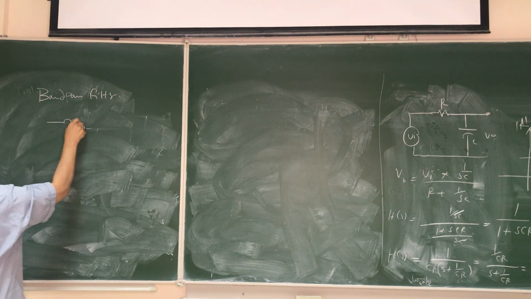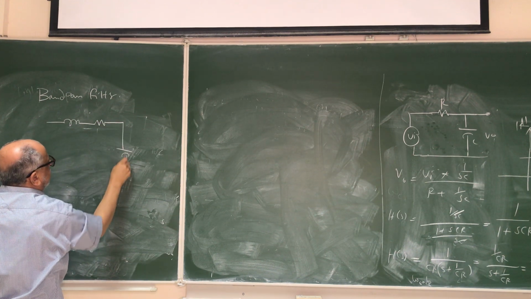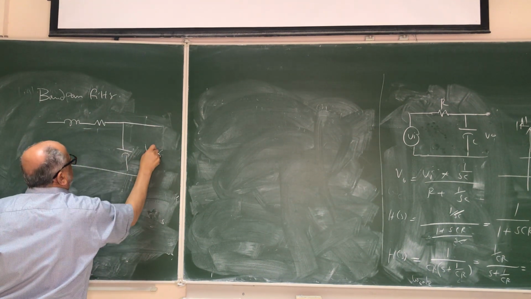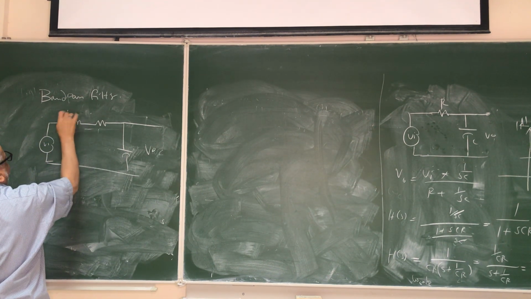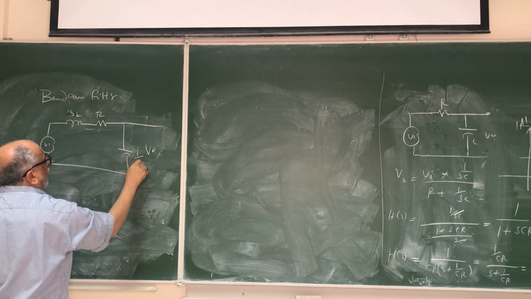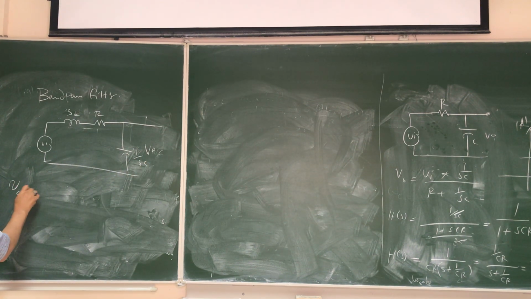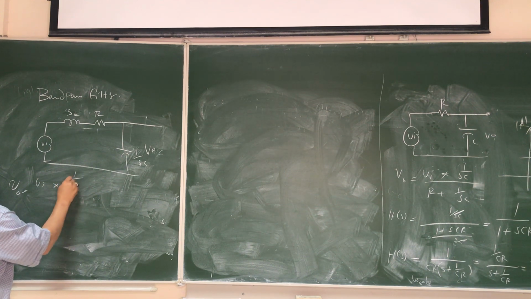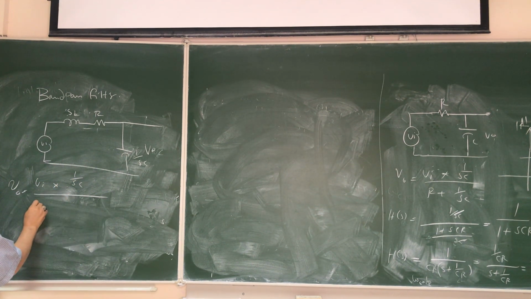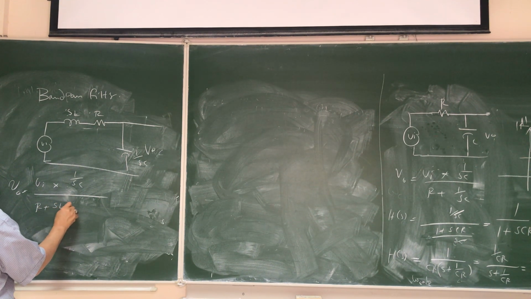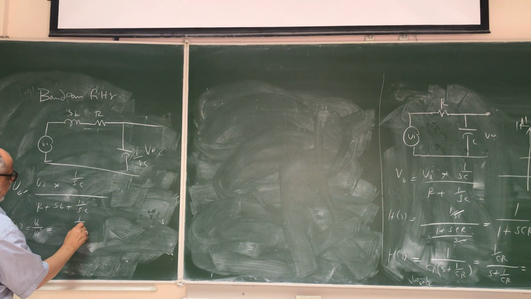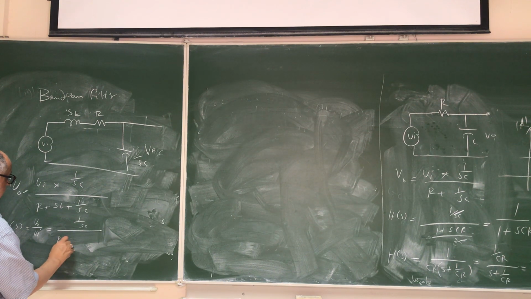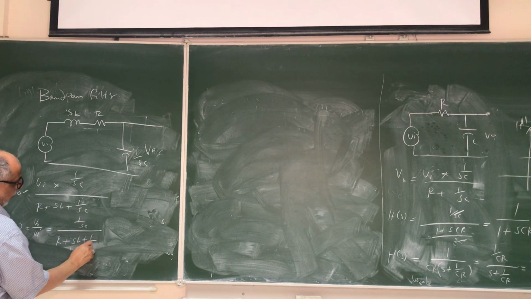We have L, R, and C. That's going to be V out, Vi. So this is the omega L or S L, you can say, R, 1 over S C. So we can say V out is equal to Vi into 1 over S C over R plus S L plus 1 over S C. So H of S is equal to V out over Vi is equal to 1 over S C divided by R plus S L plus 1 over S C.